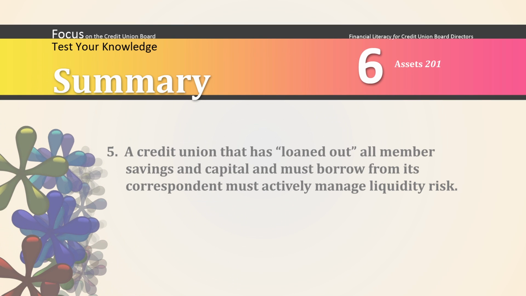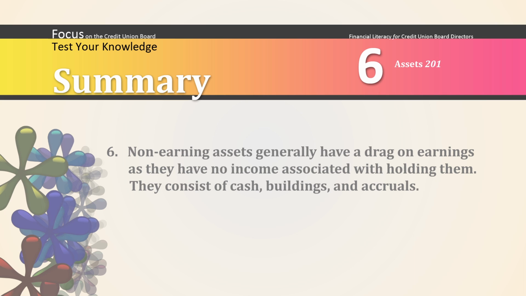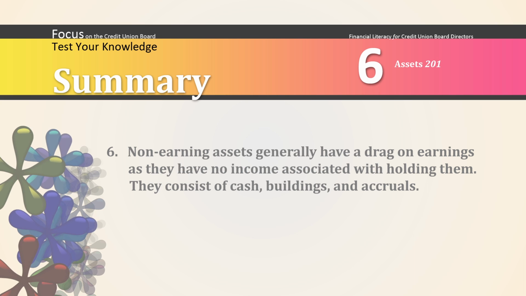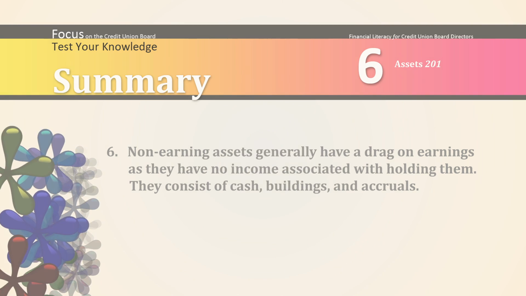A credit union that has loaned out all member savings and capital and must borrow from its correspondent must actively manage liquidity risk. Non-earning assets generally have a drag on earnings as they have no income associated with holding them. They consist of cash, buildings, and accruals.